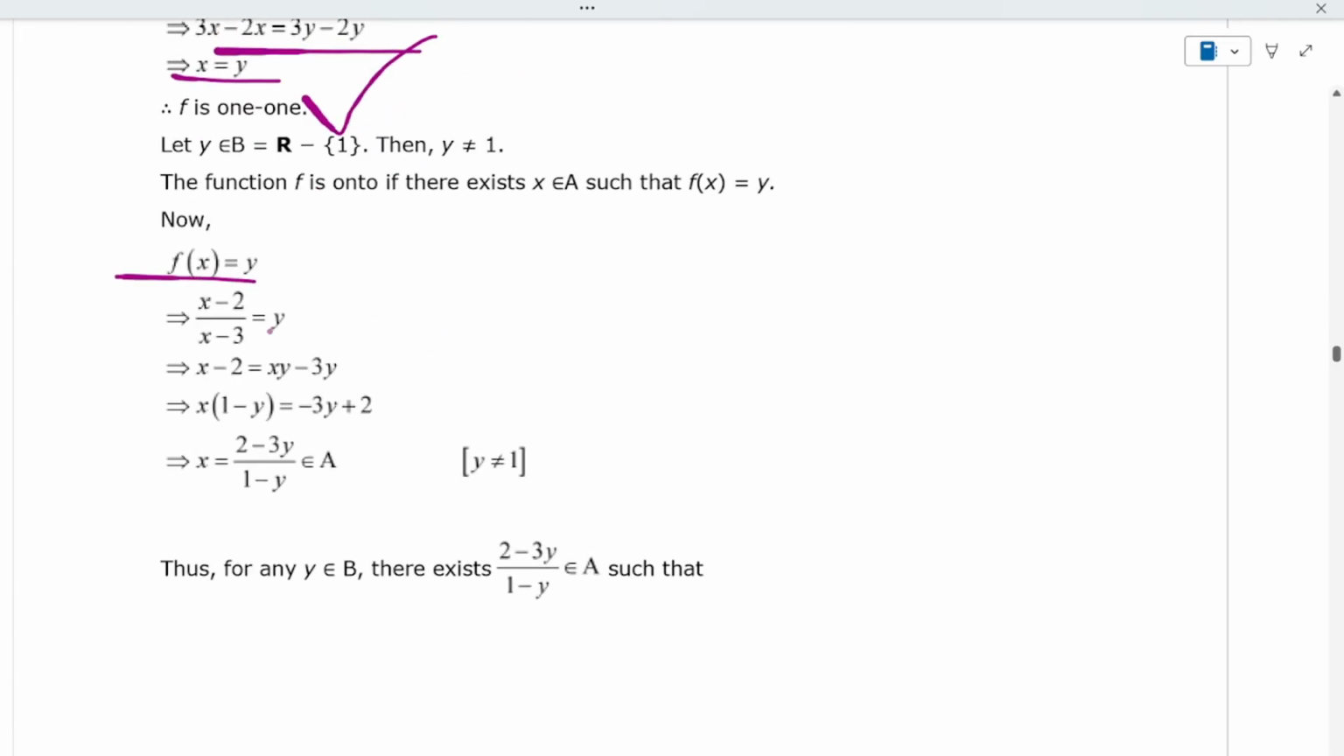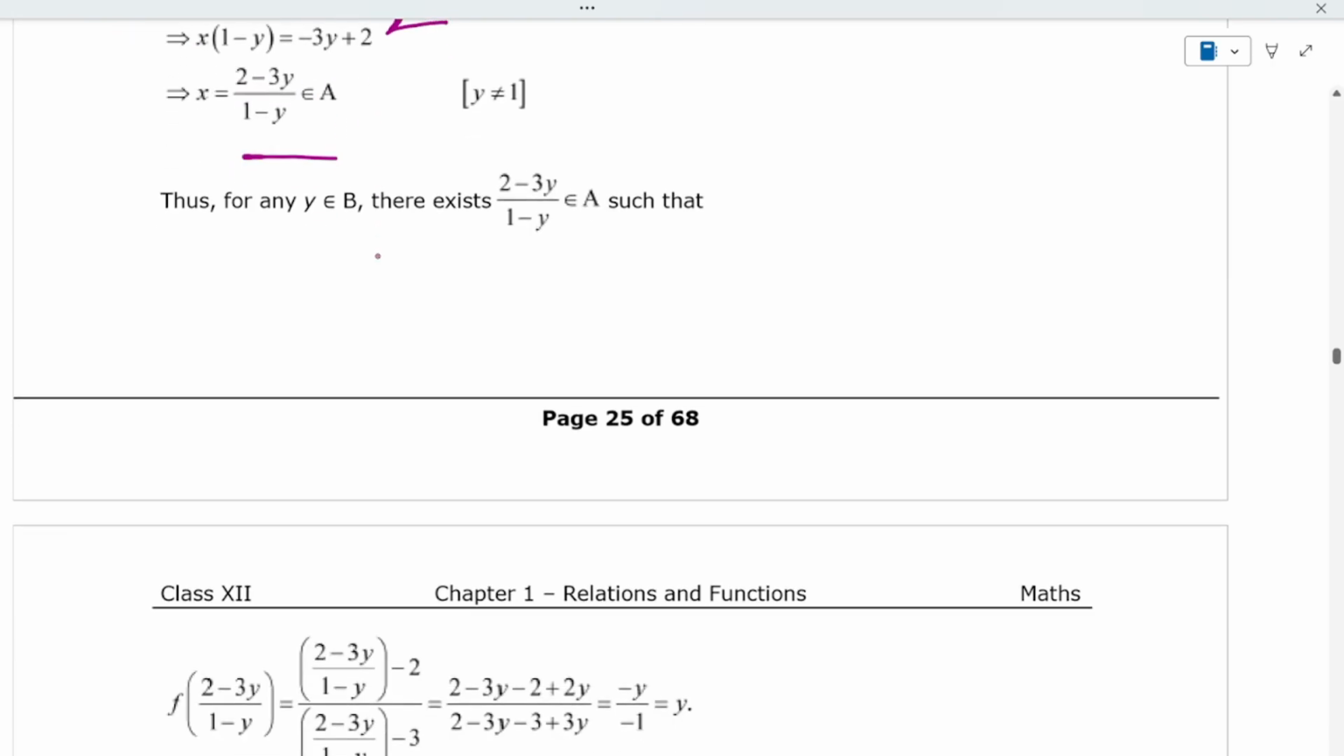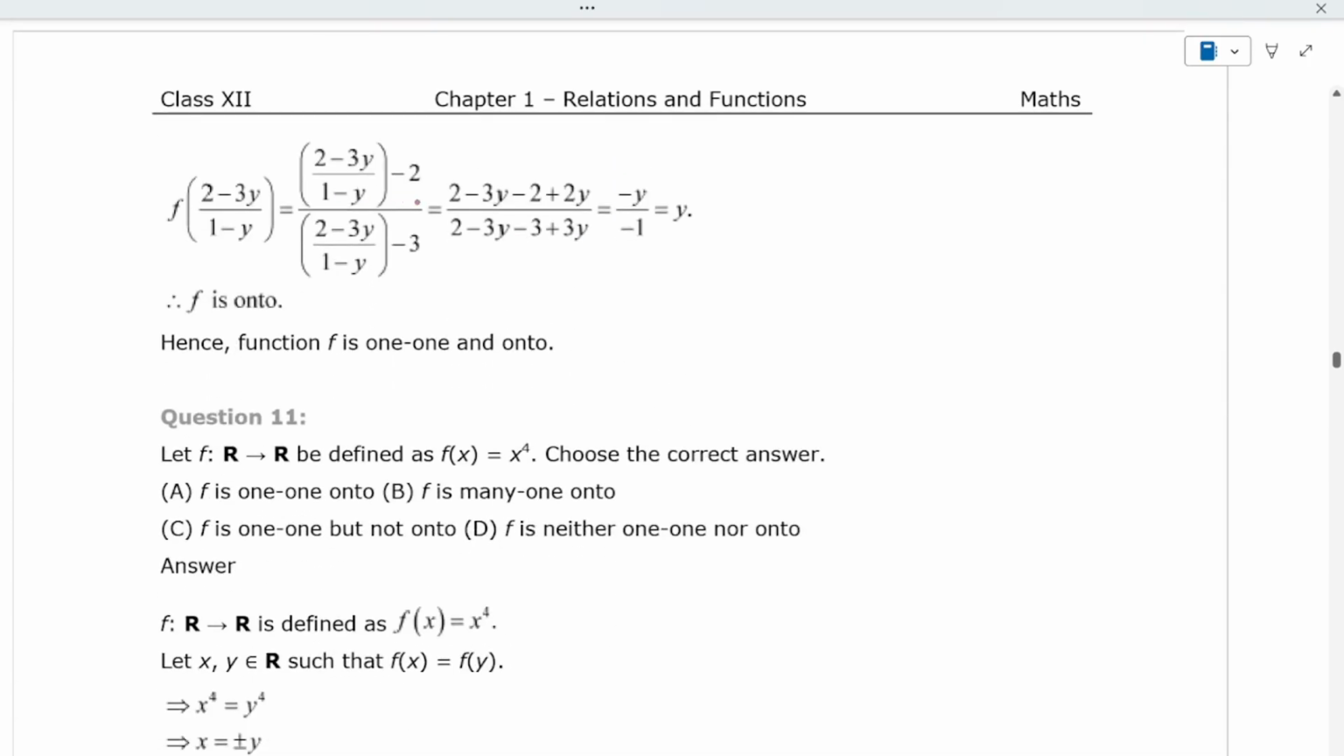For onto you have to show that it is y, right? So x minus 2 is equal to xy minus 3y. If you take x common in both terms, x of (1 minus y) will be remaining, so x(1 minus y) is equal to 2 minus 3y. Bring this 2 here, it is minus 2, it will become plus 2, so x will be (2 minus 3y) divided by (1 minus y), which belongs to A. So there exists an element, so if you show that it is onto, it is said that it is bijective.